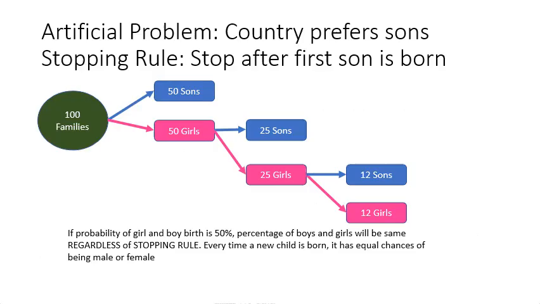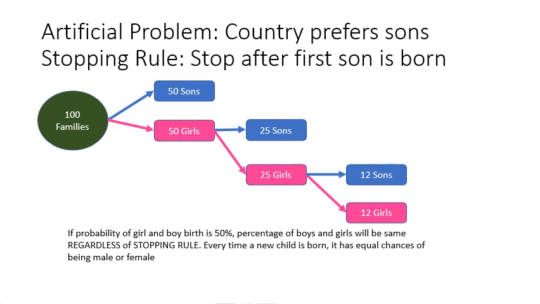So to understand this, we consider an artificial problem. Suppose that in a country, people want to have one child, one son, and so they keep having children until they have one son. So in 100 families, 50 of them will have a son and 50 of them will have a girl child, and so the 50 who have sons stop and the 50 who have girls go on to try for a second child.